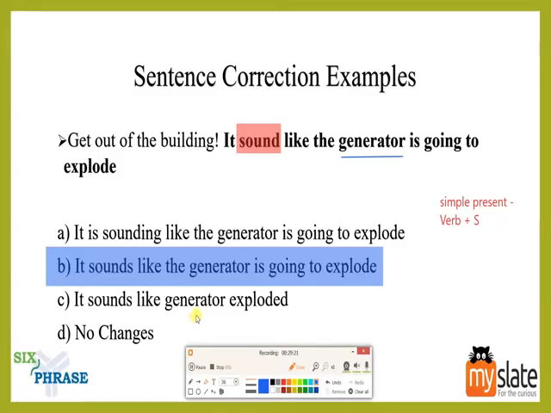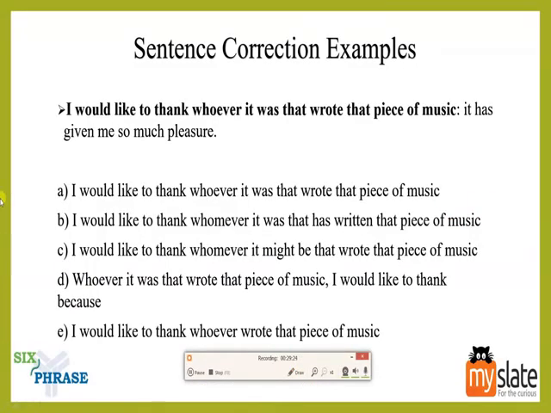So here we have an example. What are they saying? I would like to thank whoever it was that wrote that piece of music. Okay, it has given me so much pleasure. So the person saying this sentence wants to thank a person who wrote that piece of music because it has given that person so much pleasure. Right? What is the error in it?